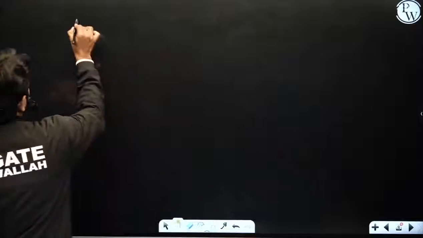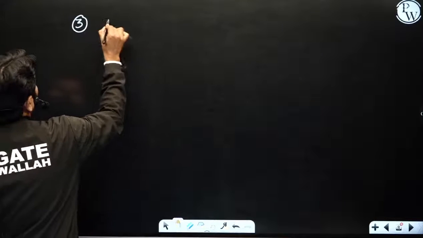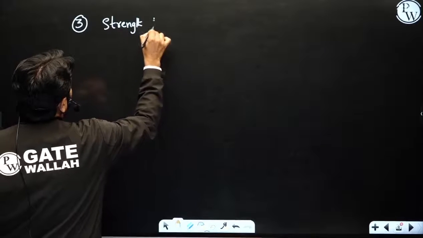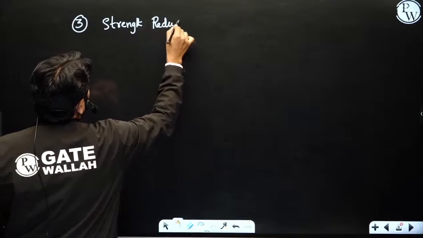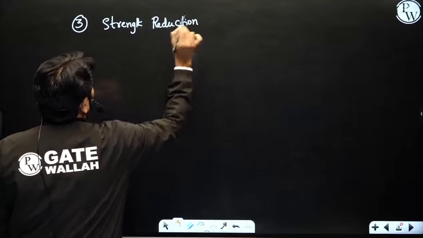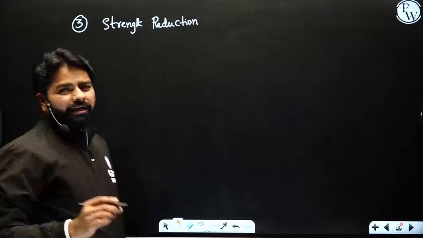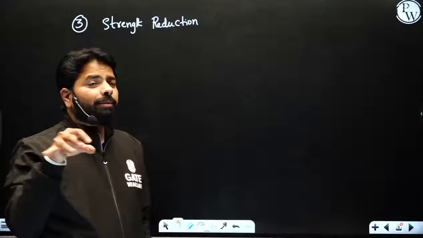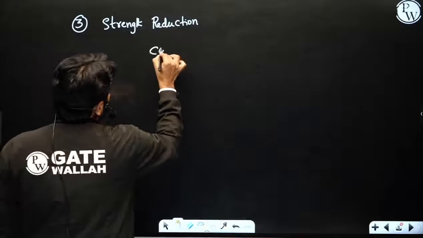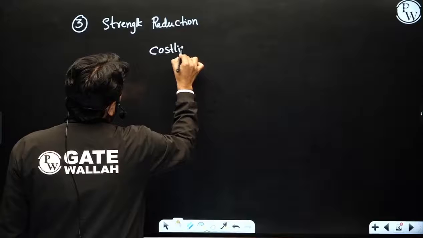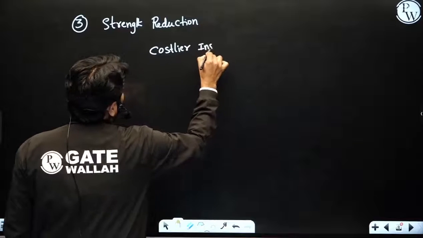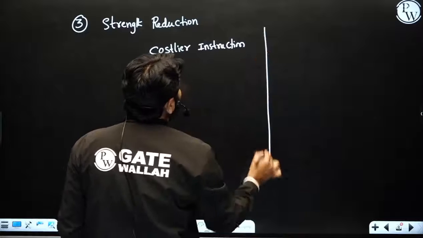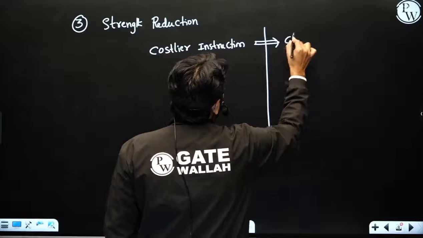Next, 3: you have a very simple technique called strength reduction. Okay, what is strength reduction? It's nothing but replacing the costlier instructions with cheaper ones. So you have some costlier instruction or statement, and you replace it with a cheaper one.